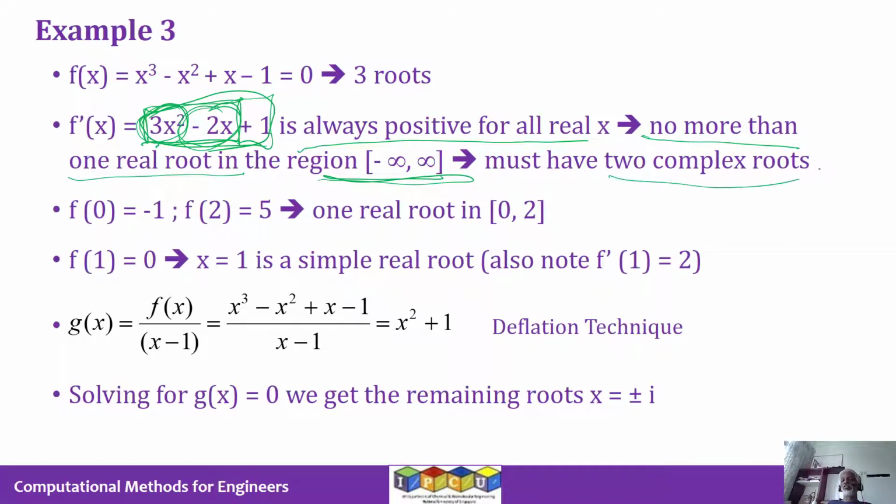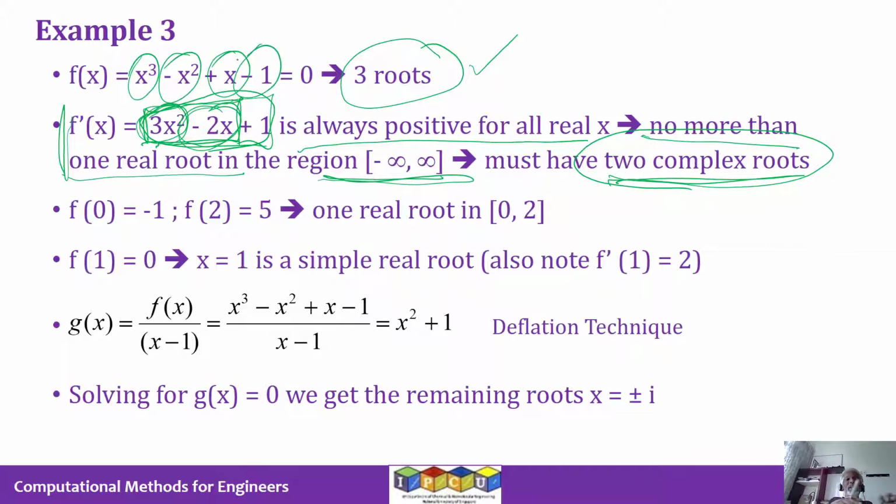And therefore the system should have 2 complex roots, because there are a total of 3 roots. And this tells us that between x is equal to minus infinity and x is equal to plus infinity, that means real values of x, you cannot have more than one root. Therefore, the remaining 2 roots must be complex roots. And since the coefficients of the terms in this polynomial are all real, the 2 complex roots must be complex conjugates.